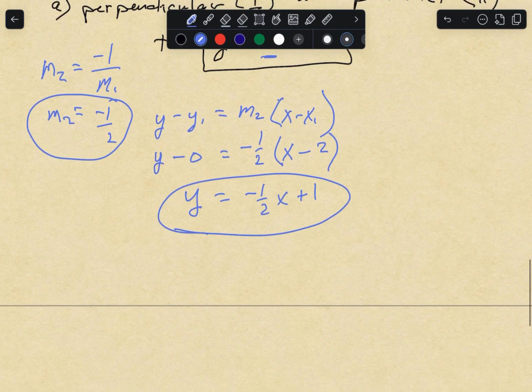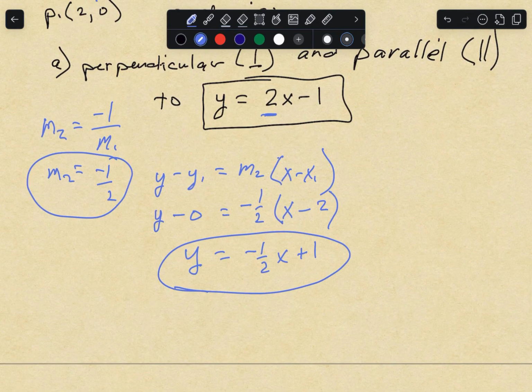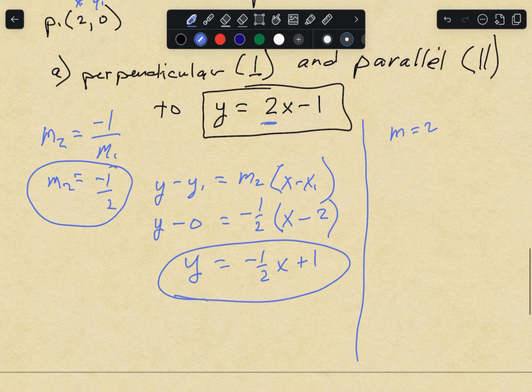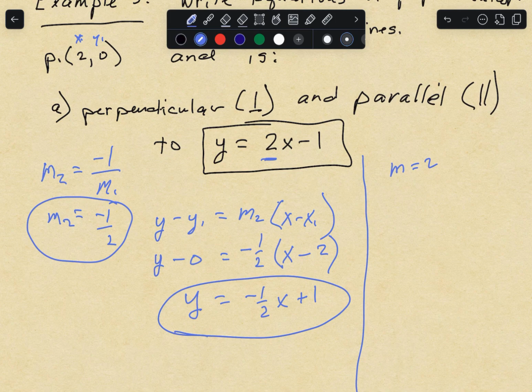Now, what about one that's parallel? The one that's parallel is very easy. They have the same slope. So you know m equals 2. You have the point, and I'm going to rewrite it here, point 1, which is (2, 0). And there's your x1, and there's your y1.